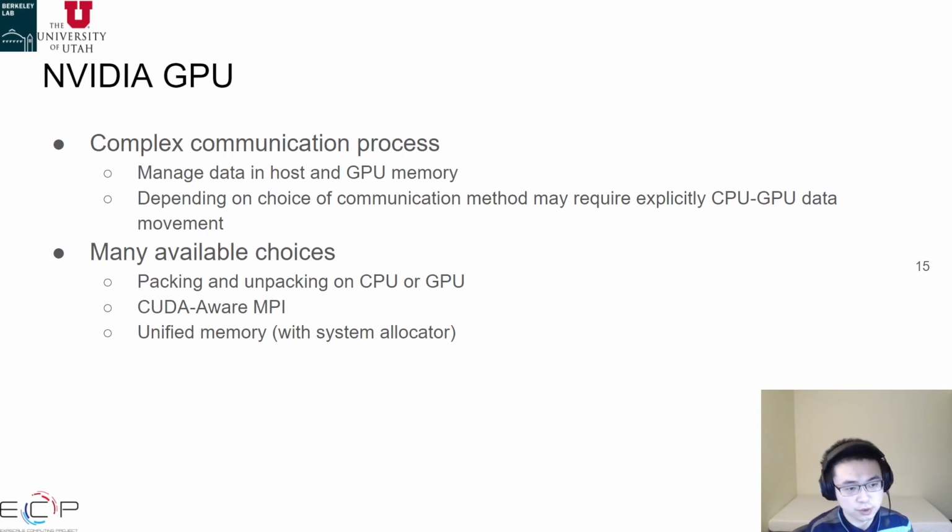There are also many available choices when writing the communication for a GPU application. One can choose to do packing and unpacking on the CPU or on the GPU, or one can leverage technologies like CUDA-aware MPI or the Unified Memory System Allocator to move the data implicitly between the host and GPU.